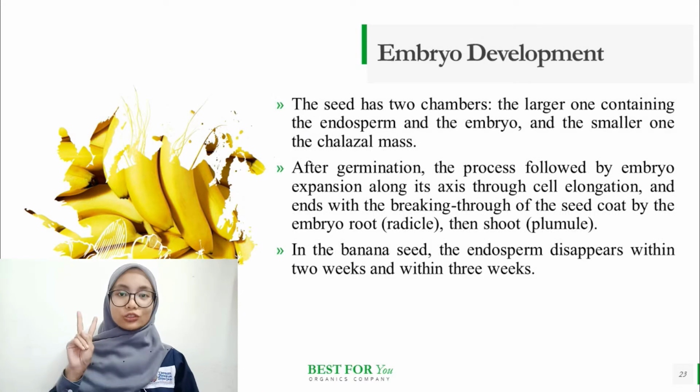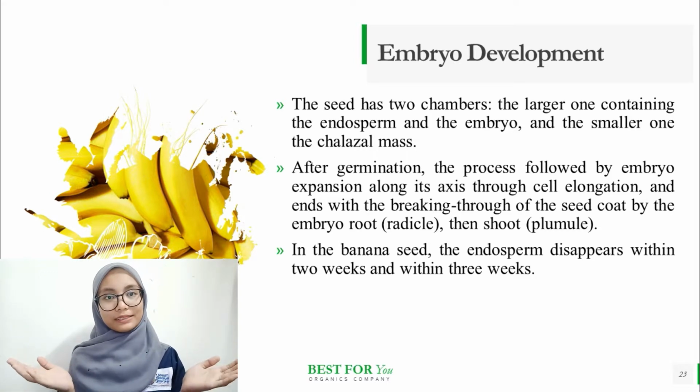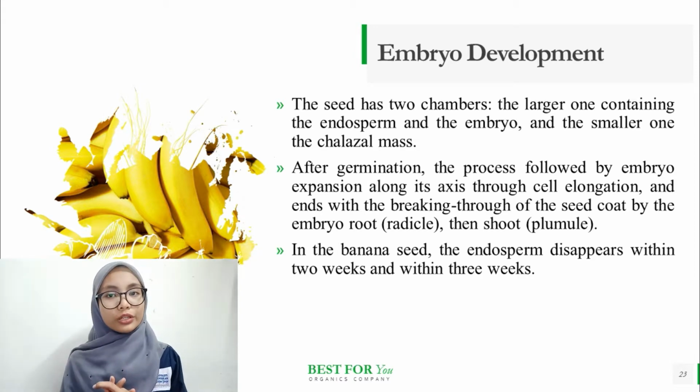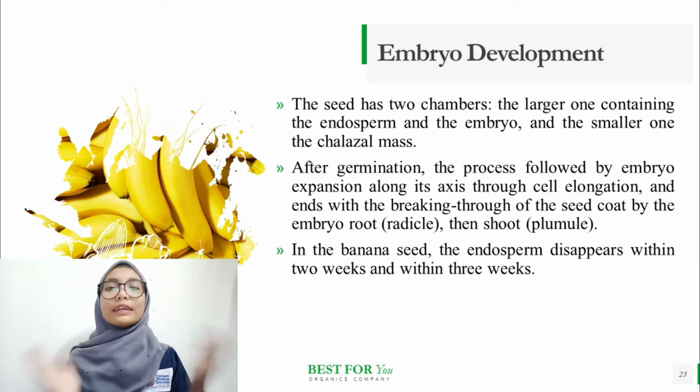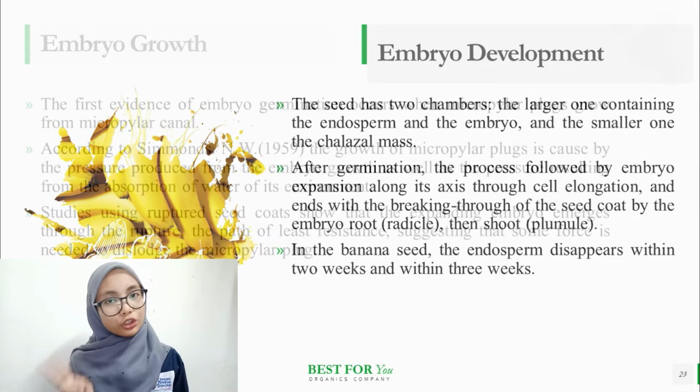The seed has two chambers. The larger one contains the endosperm and the embryo, while the smaller one contains the callosal mass. After germination, the process is followed by embryo expansion along its axis through cell elongation, and ends with the breaking through of the seed coat by the embryo root and shoot. In the banana seed, the embryo disappeared within 2 or 3 weeks.